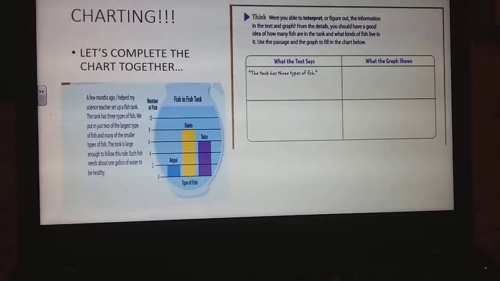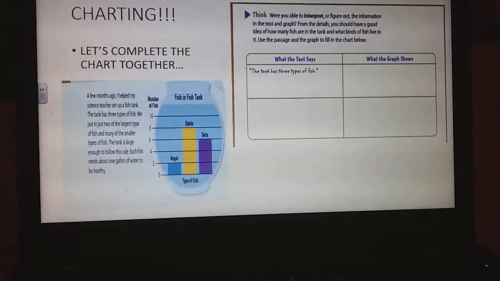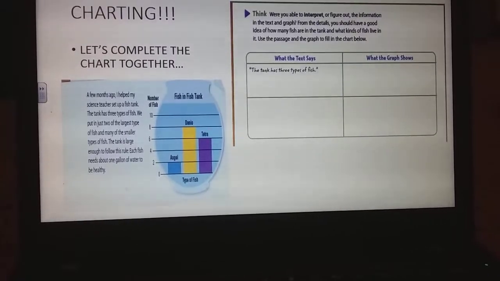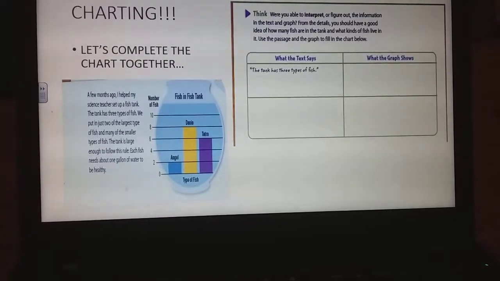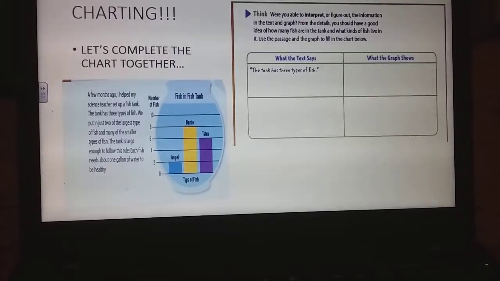Use the passage and the graph to fill in the chart below. All right, so let's jump right in. You look at the chart, you have 2 columns here. The left column says what the text says. Over here to the right, it says what the graph shows. Text says one thing, the graph shows us a little bit more different information.